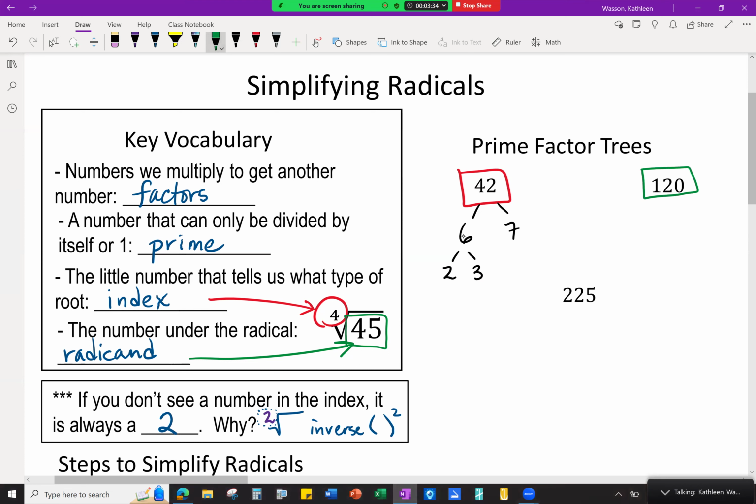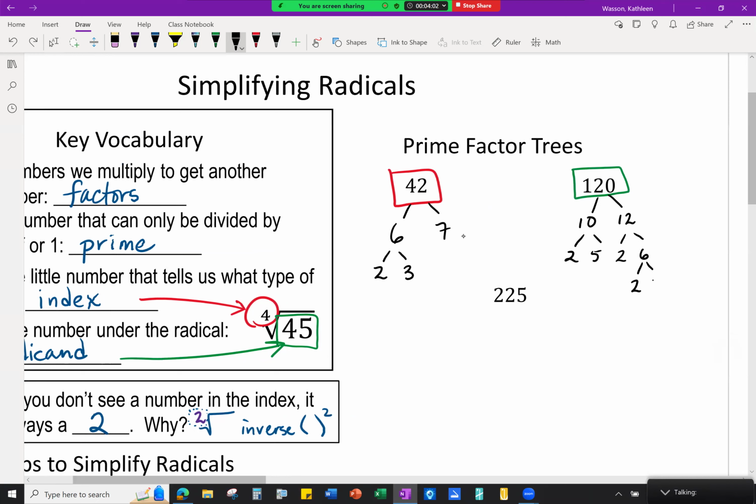I can do this with 120 also. 120 is 10 times 12. 10 is 2 times 5. And 12 is 2 times 6. 6 is 2 times 3. So now all of these on the bottom are primes.